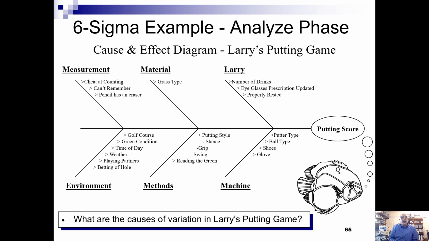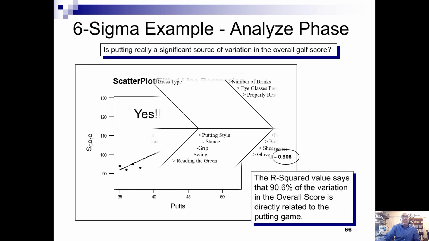The environment could be the golf course, the green conditions, the time of day, the weather, his playing partners, and whether he was betting on the hole. The methods include his putting style, which includes his stance, grip, and swing, and how well he's accurately able to read the green. The machine includes the putter type, the ball type, his shoes, and his gloves.